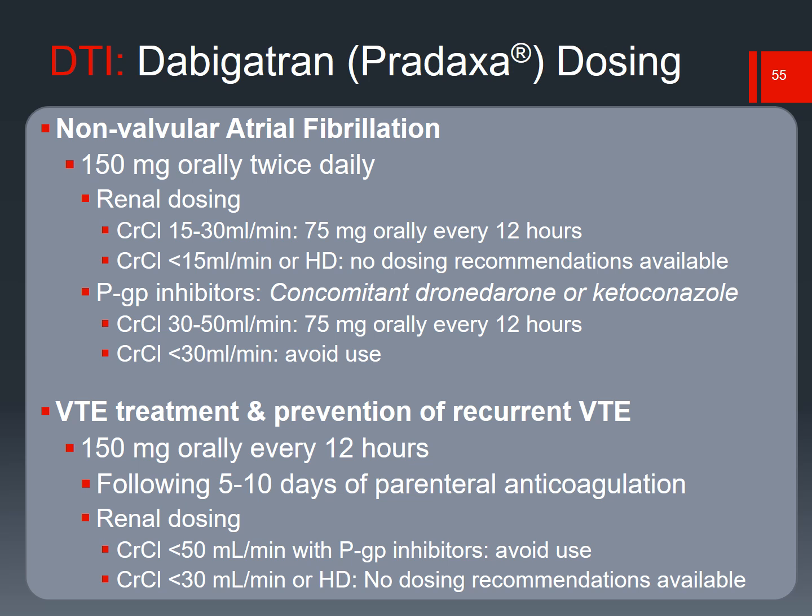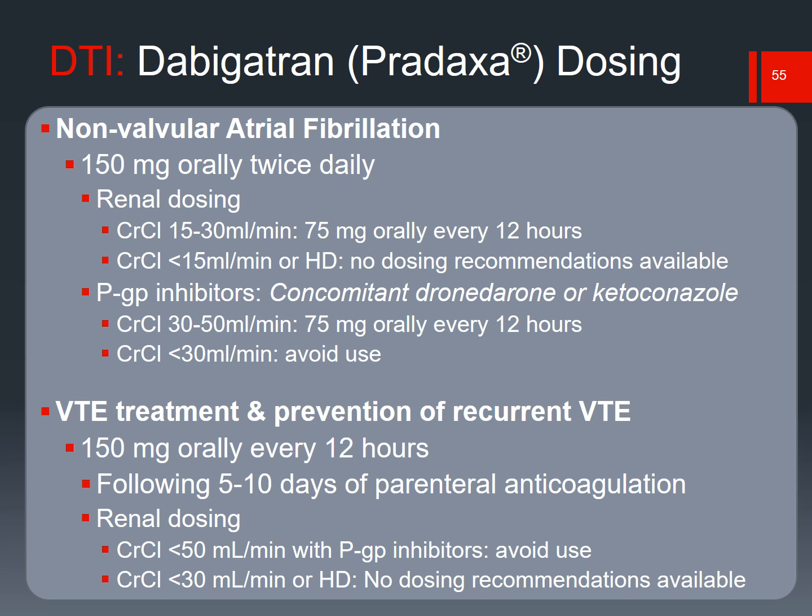Pradaxa is FDA approved for both non-valvular atrial fibrillation as well as VTE treatment and prevention of recurrent VTE. You'll notice that the dosing is very similar. We have the 150 milligrams given orally twice daily. That is the same dosing for both, but the renal adjustments are very different. With the non-valvular AFib, you'll see that it also has different adjustments for drug interactions.